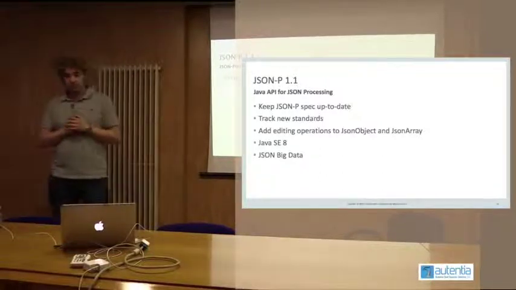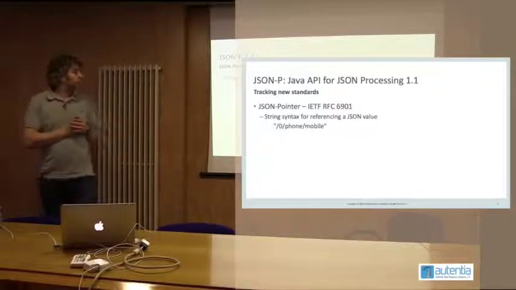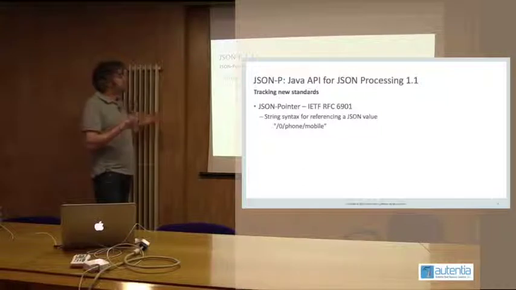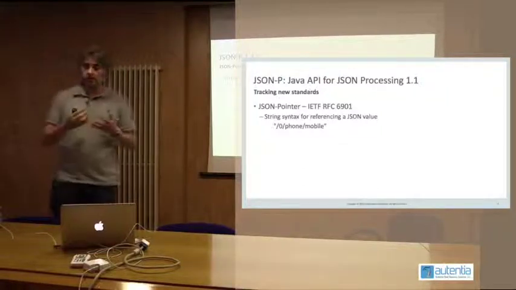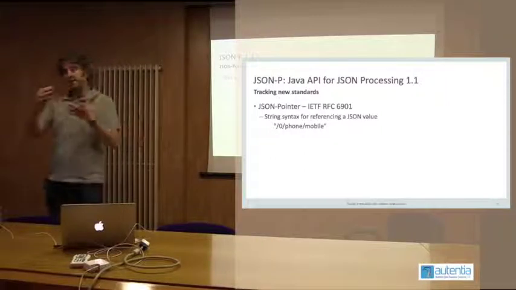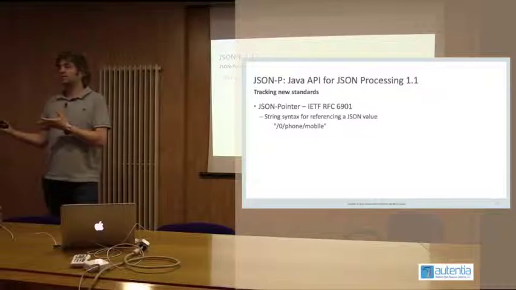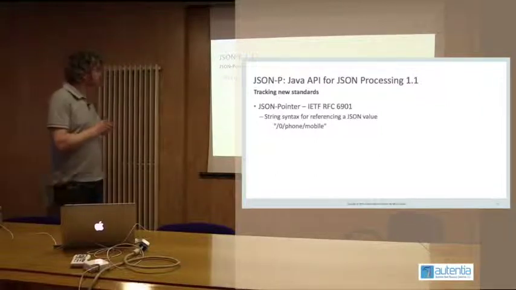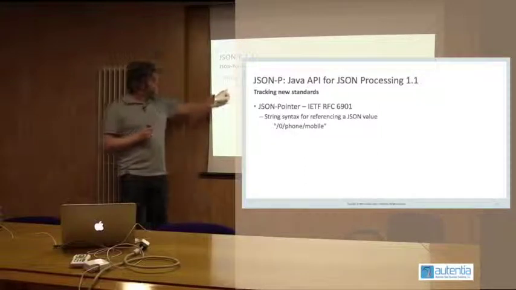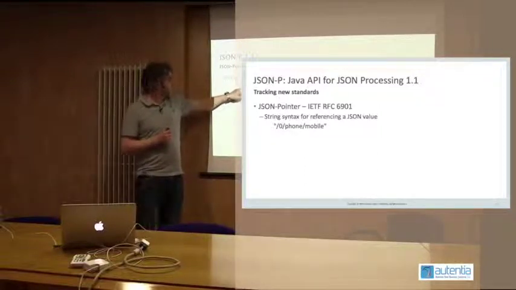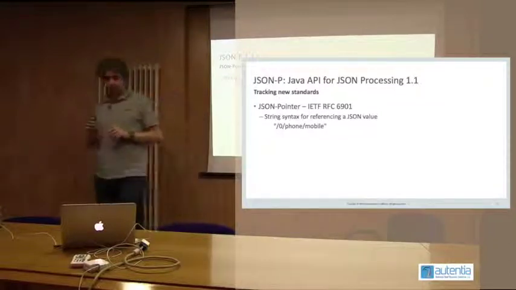The first standard that we would like to introduce in the API is JSON Pointer. As the name implies, a JSON Pointer is basically a syntax that allows you to reference a value within a specific JSON document. So this is an example. /phone, so it's the first object in my JSON document. Then I want to go to the phone key and then the mobile key.